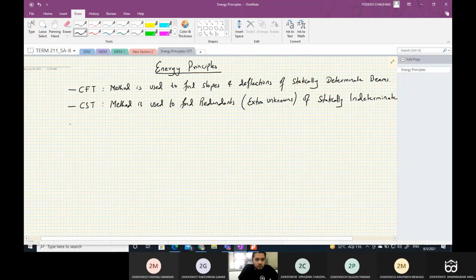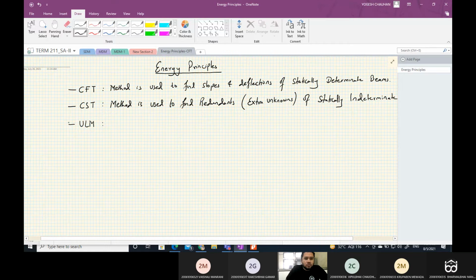Third thing, ULM. Though this portion is not in your syllabus, we'll go through this method. It has been removed from your new syllabus. Earlier it was there in the old syllabus. So this method has two applications.